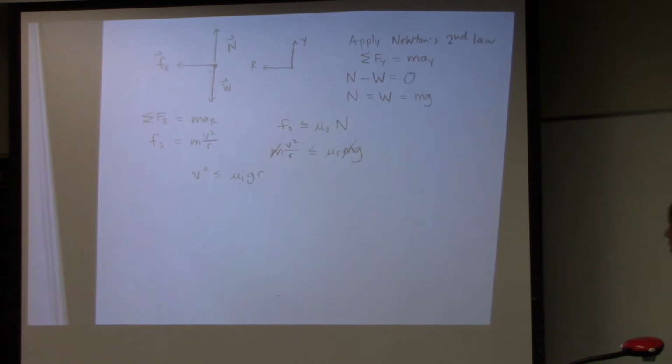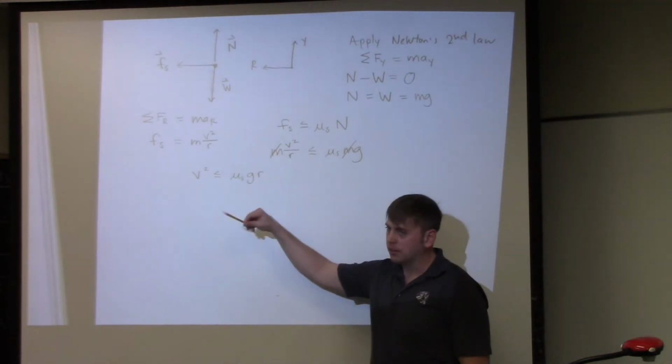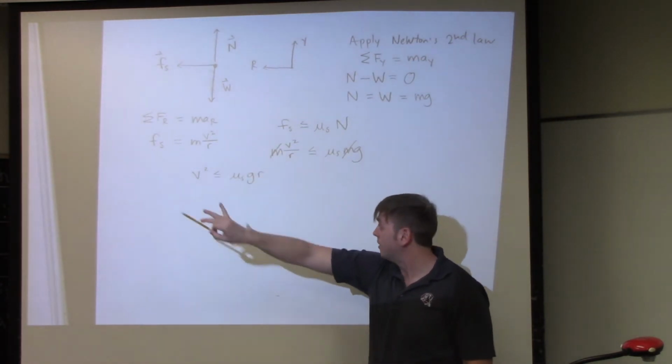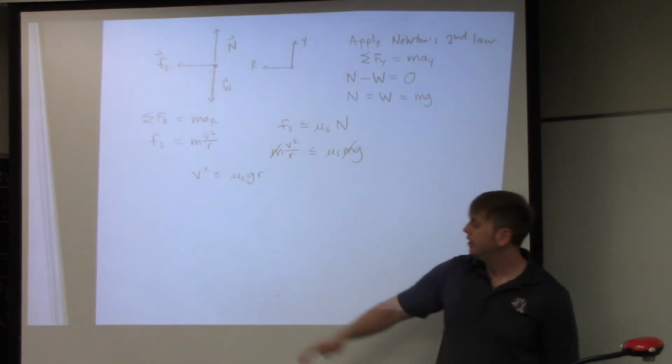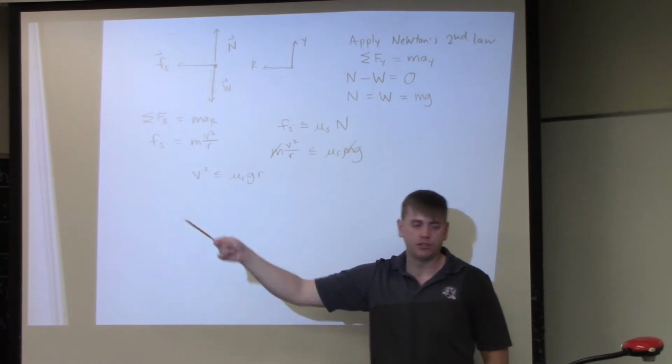So now notice something that's happening. Instead of getting a minimum speed, like in the previous problem, in this one we're getting a maximum speed, because the speed has to be less than or equal to something, okay?